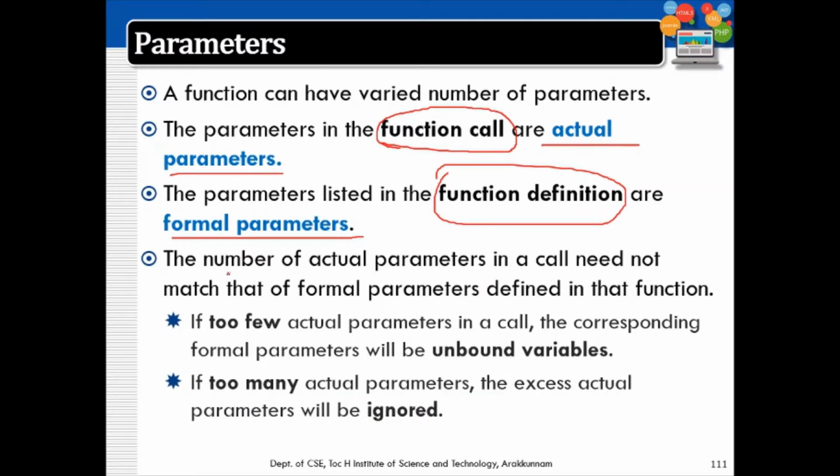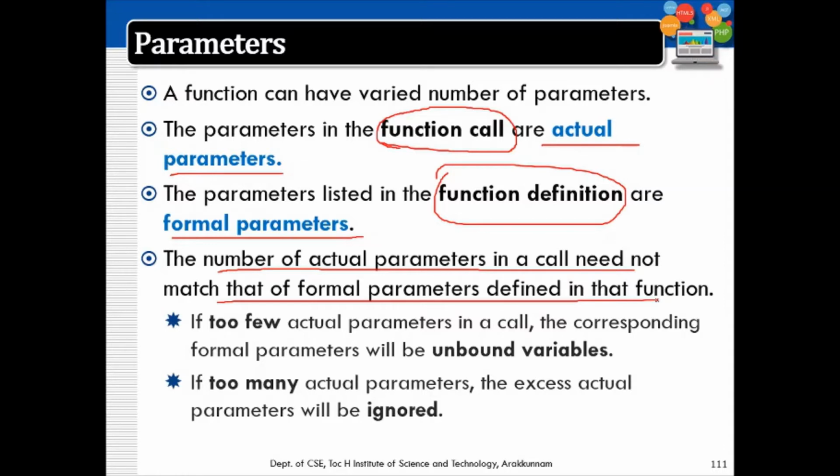One peculiarity with PHP functions is that the number of actual parameters in a call need not match that of formal parameters. Usually in C, we have learned that if we miss any parameters in the function call, suppose a function has two parameters in its definition and we try to make a call with a single parameter, it will throw an error.